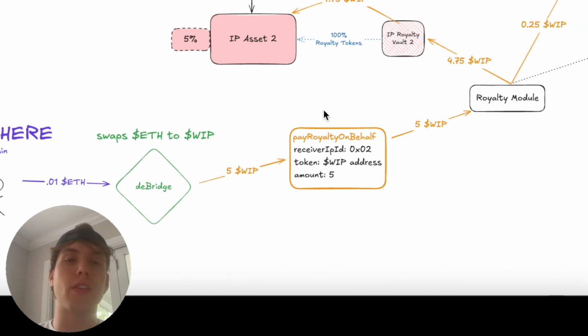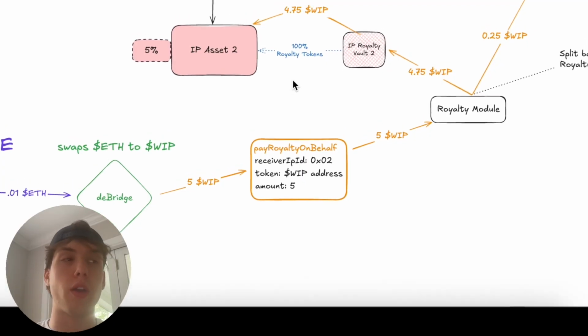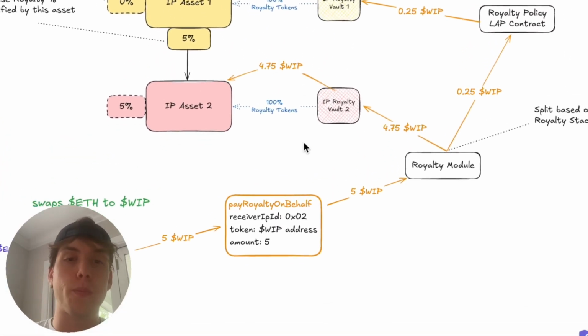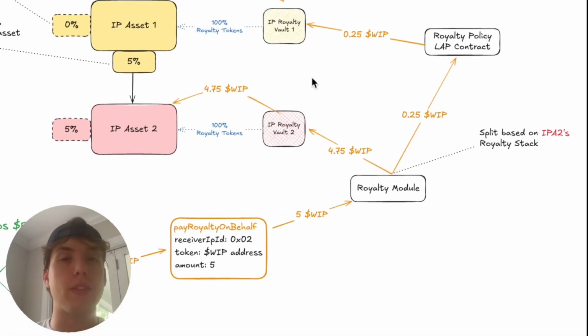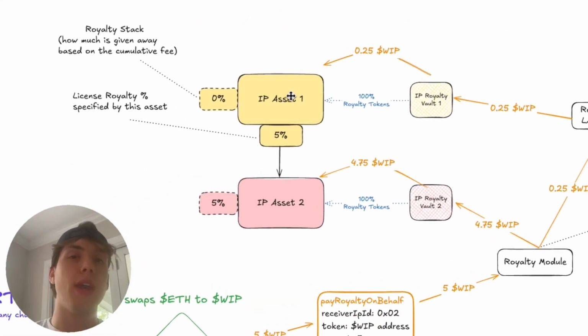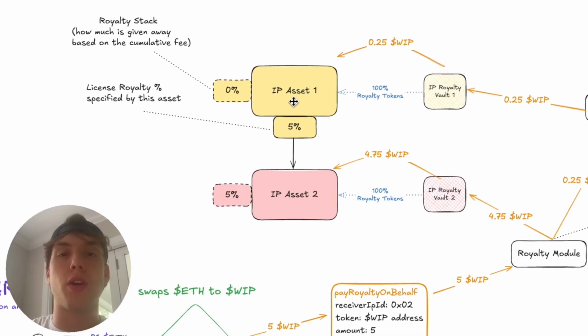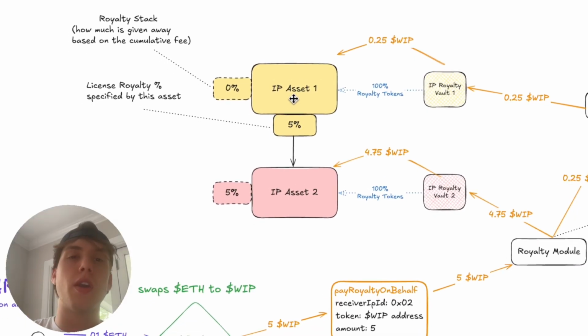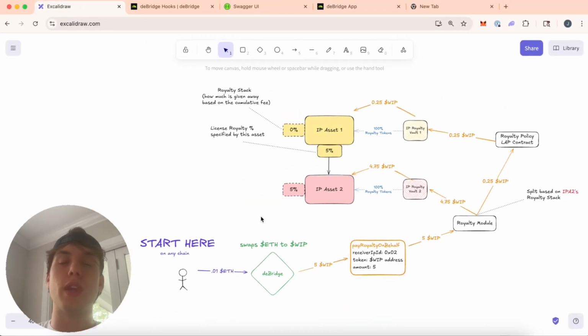And once that happens, then we can do the whole traditional royalty flow where we pay royalty on behalf, and then it flows up the entire IP graph here, as you're seeing, and pays out to IP assets. In this example, this is like a parent and child IP asset. One is a remix of another, all that fun stuff. But how does this actually happen using deBridge's protocol? Well, again, we're using deBridge to perform the swap, but then we're using what's called a DLN hook to make this call on Story after the swap is complete.